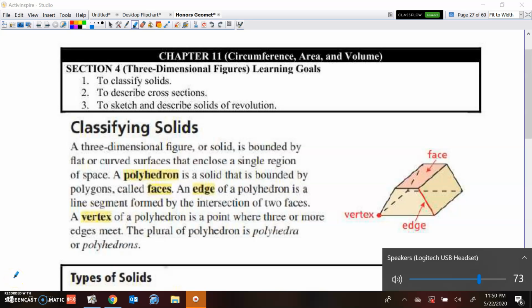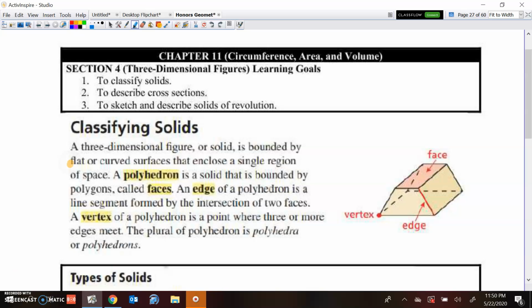Right, so lesson 11.4, classifying solids. So first, what is a solid? Well, a solid is a 3D figure. It's bounded by flat or curved surfaces that enclose a single region. So if you think of like a can of soup, that is a solid.